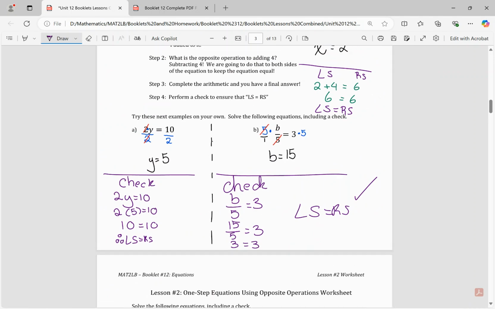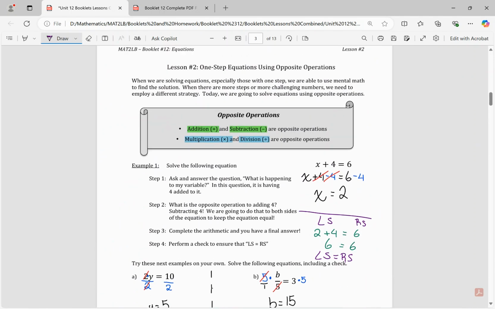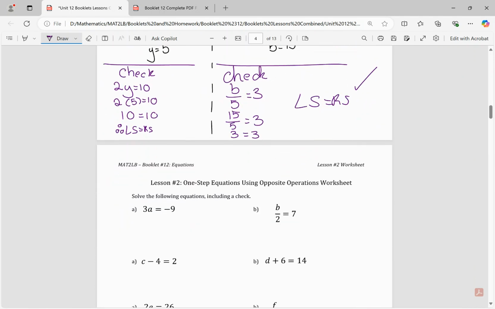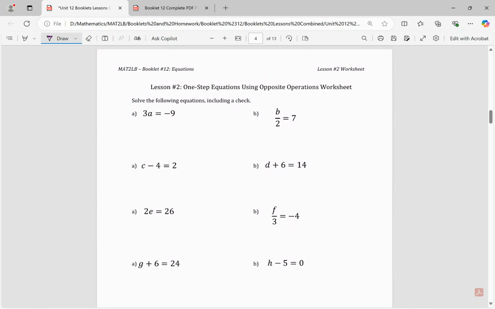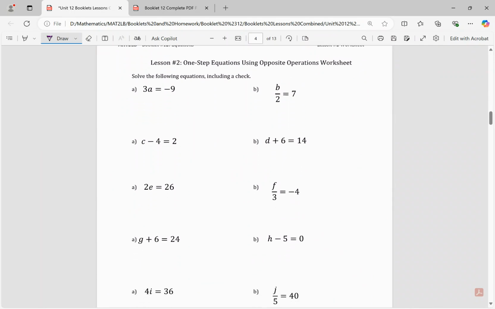Okay, hopefully that makes sense. We will be building directly off of this for the next lesson, so get some practice for the worksheet, and then we will see you in lesson 3.